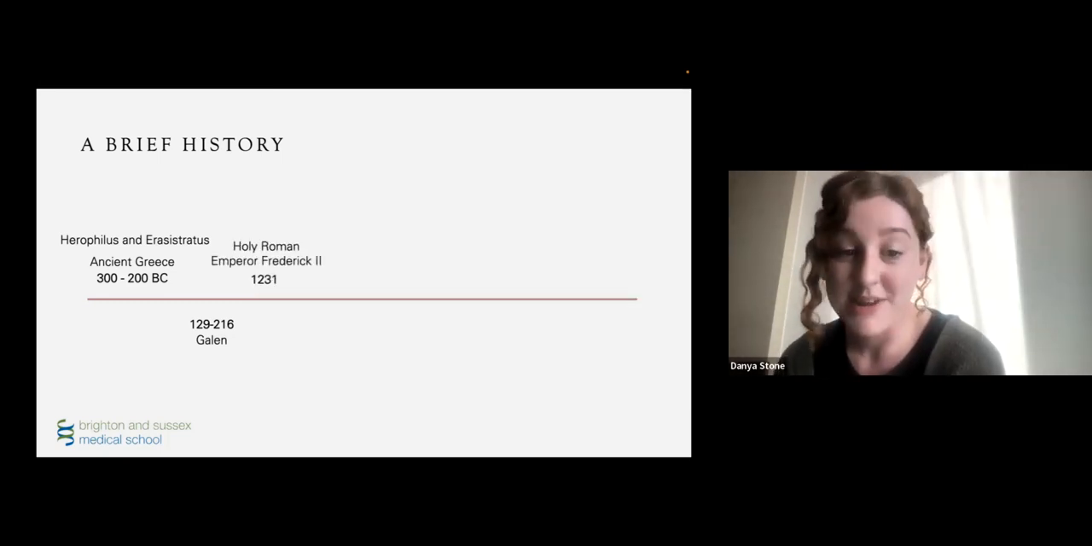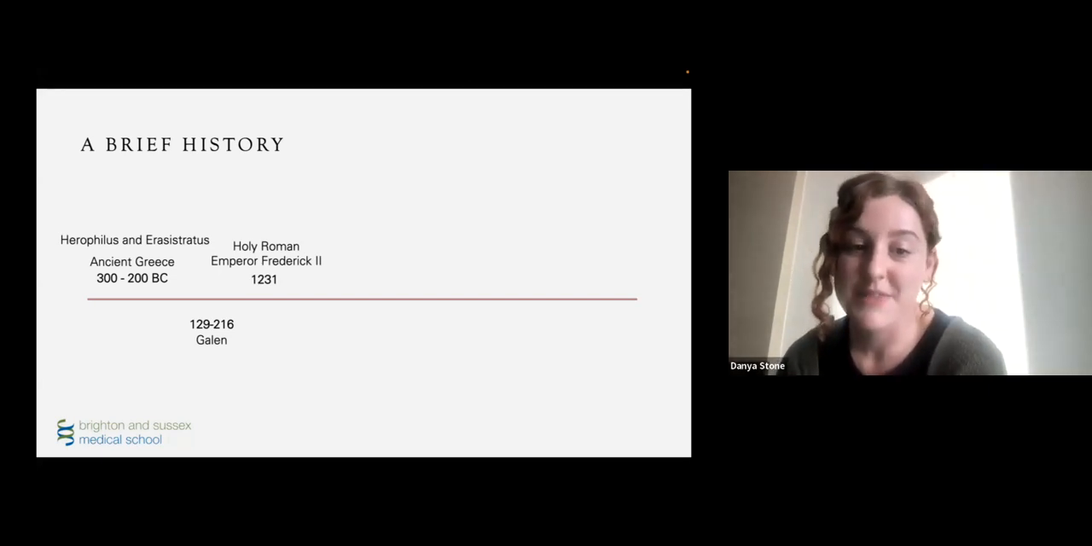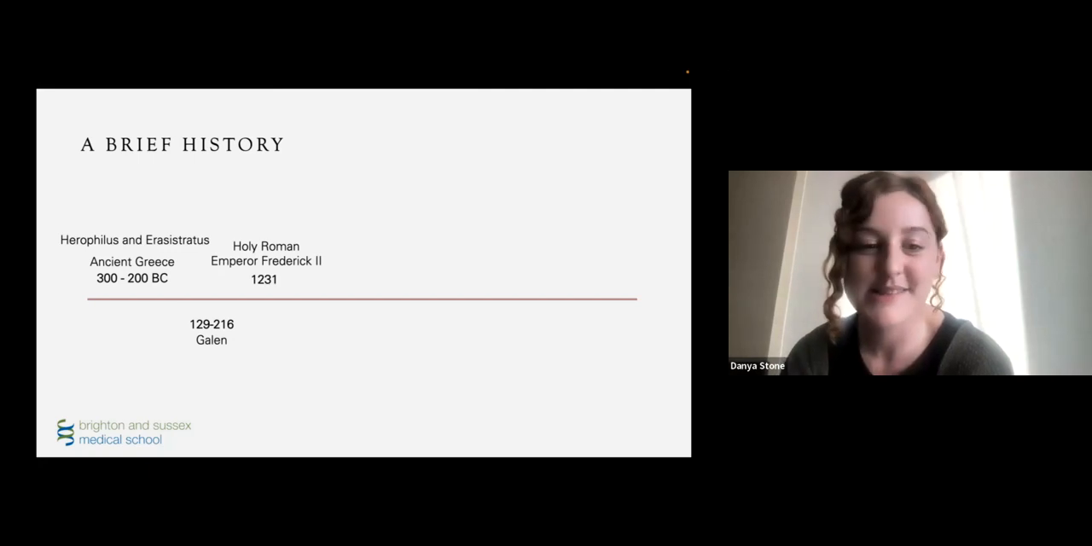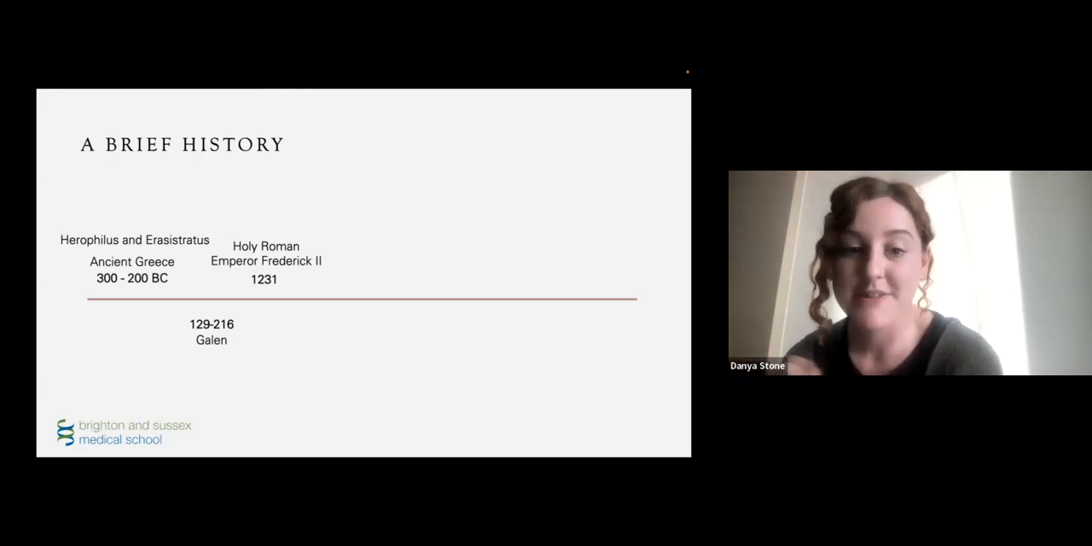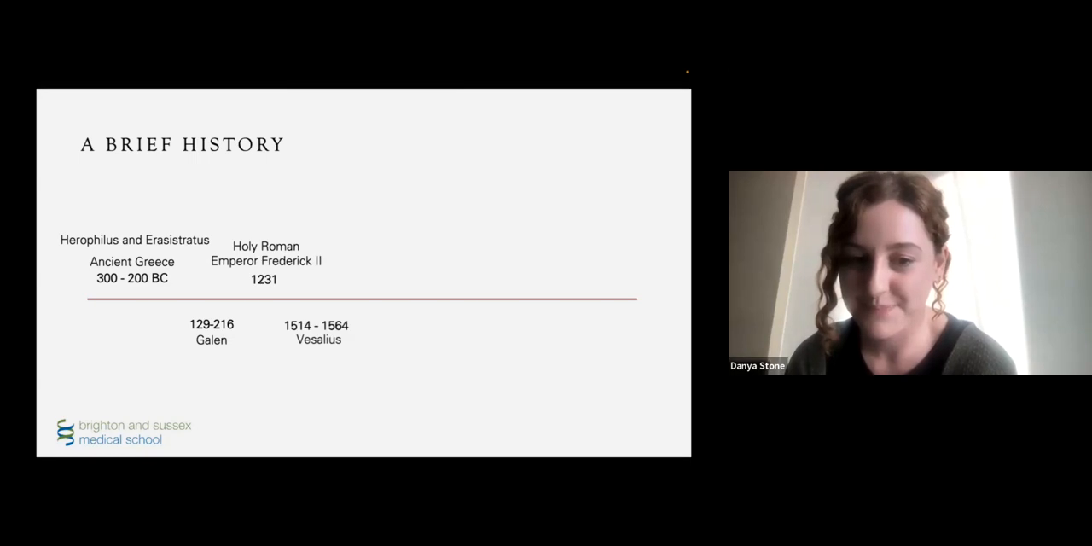There was a real turning point in 1231 AD with the Holy Roman Emperor Frederick II. And he stated that every person practicing medicine should attend a public dissection at least once every 5 years. So this led to a huge upsurgence in the amount of cadaveric dissection that was being performed. And this spread throughout Europe quite quickly.